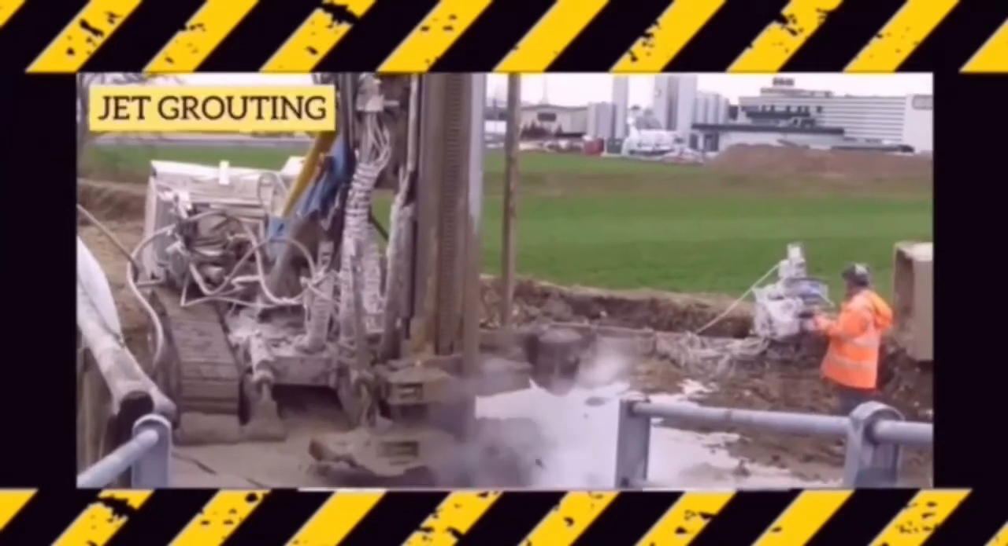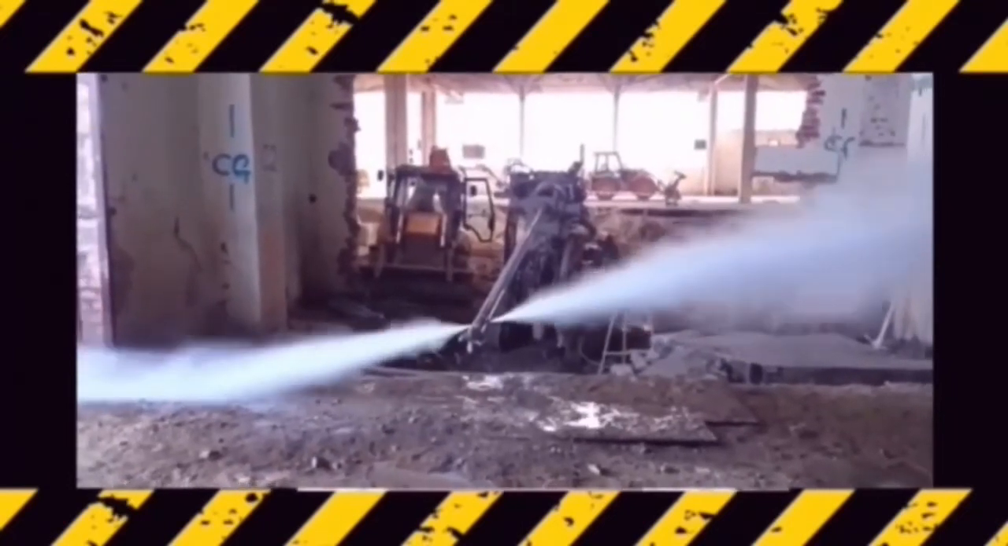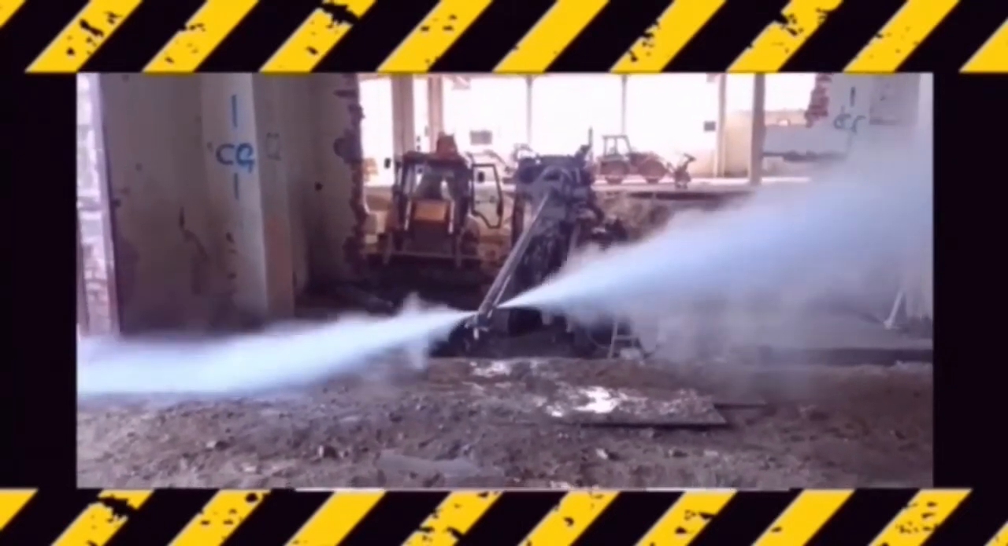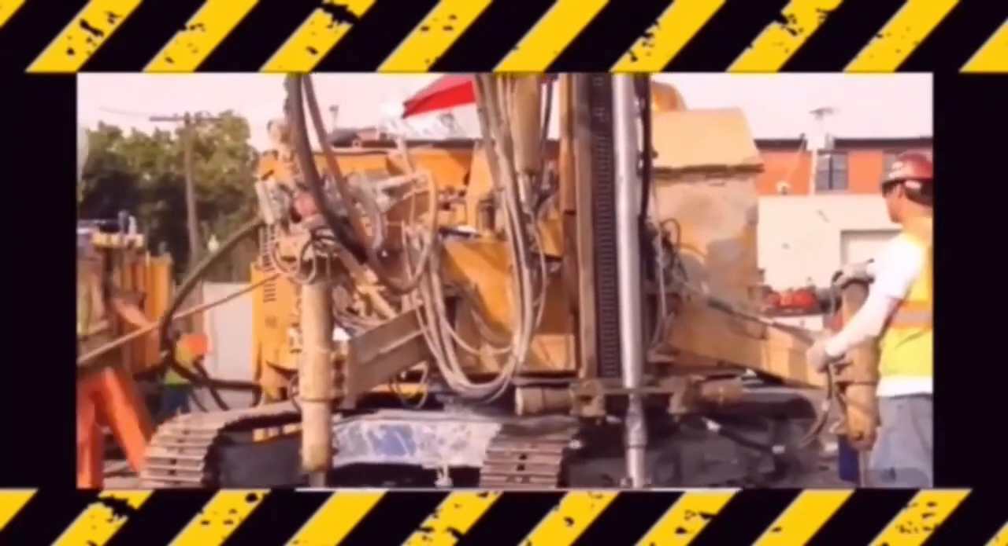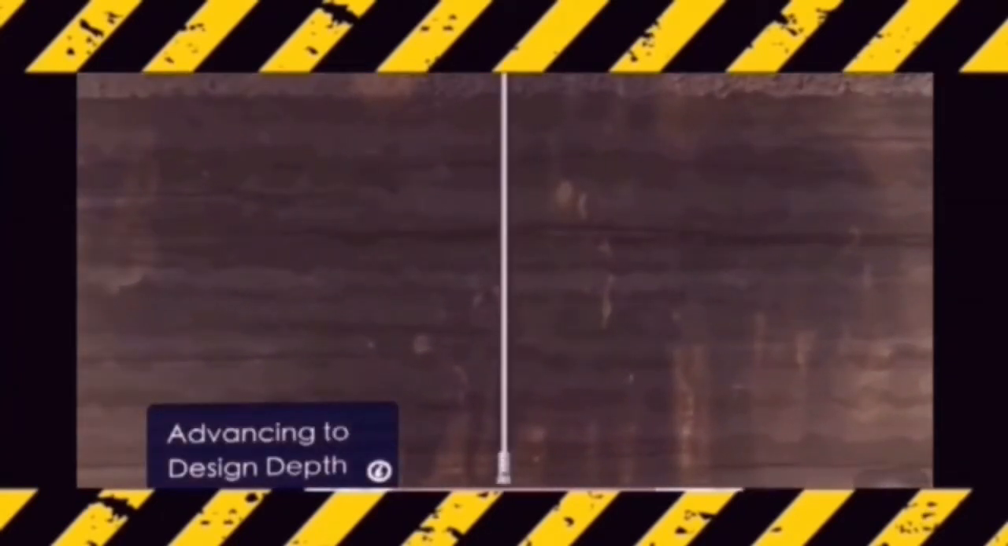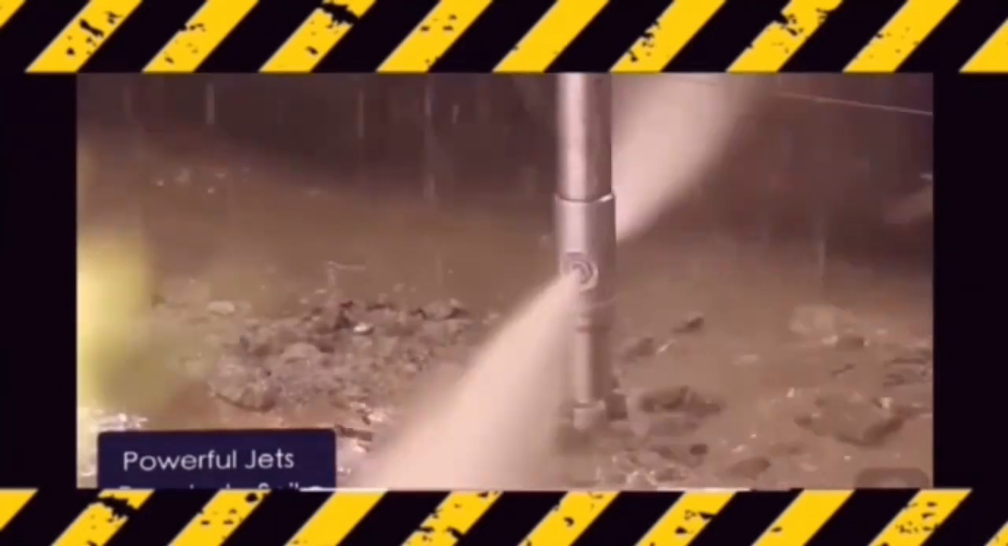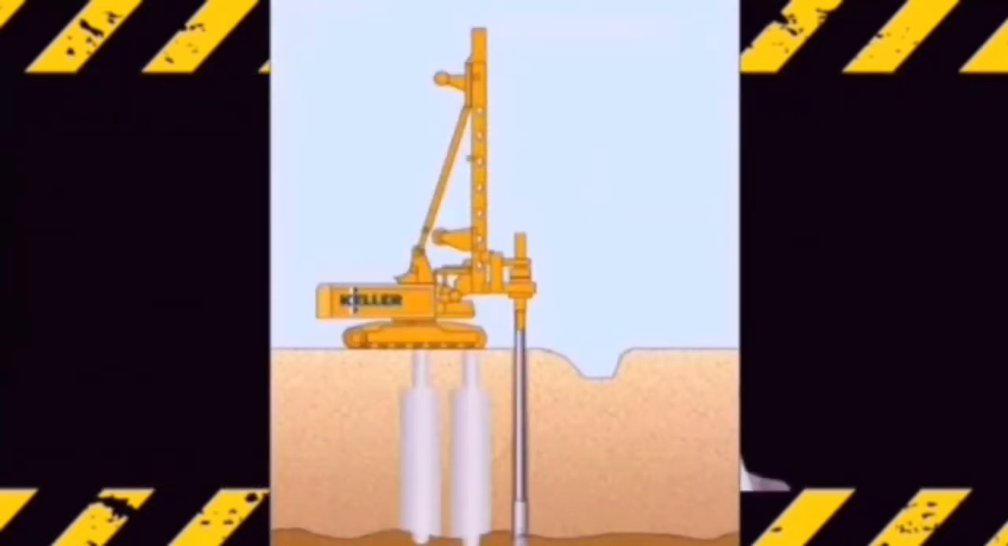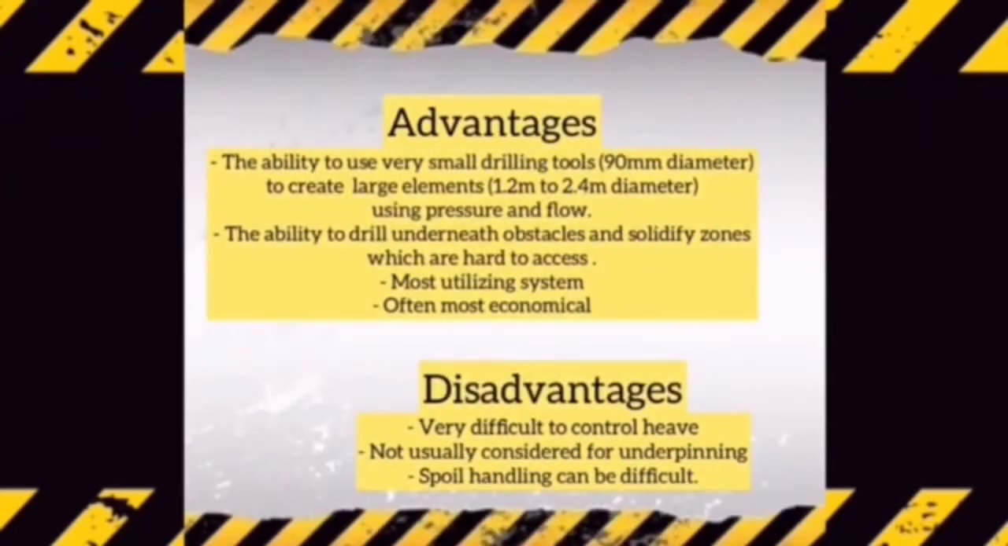The second technique is the jet grouting method. Grouting is defined as the injection of a special liquid or slurry material called grout into the ground for the purpose of improving the soil. Jet grouting is a modern, fast and effective method applied in the soil for the creation of deep foundation elements. It is one of the most successful systems today in achieving this result. Jet grouting is a technology in which a high pressure jet of slurry grout is discharged sideways into borehole walls to simultaneously excavate and mix with the soil. By using this technique, it is possible to drill underneath obstacles and treat a solidified zone which is hard to access, and it is a highly versatile system, but it is very difficult to control heave.